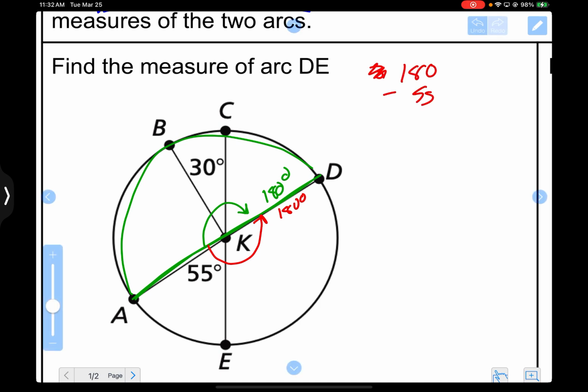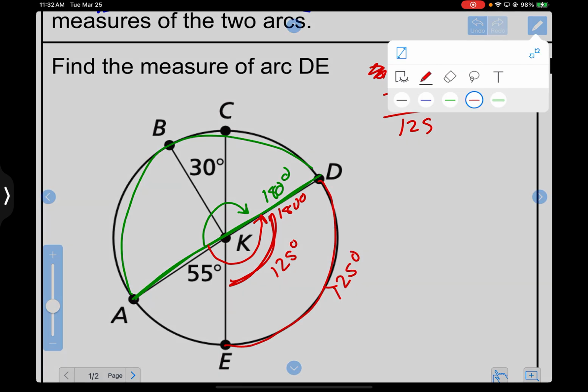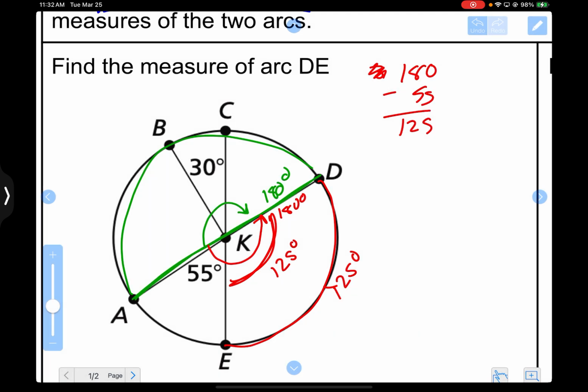minus 55. Let me grab my calculator real quick. I'm not prepared today, and I don't feel like doing mental math. It is 125. So I know that this angle here is 125 degrees. So that means that arc ED is also 125 degrees. So now I need to find CD and I need to find BA.